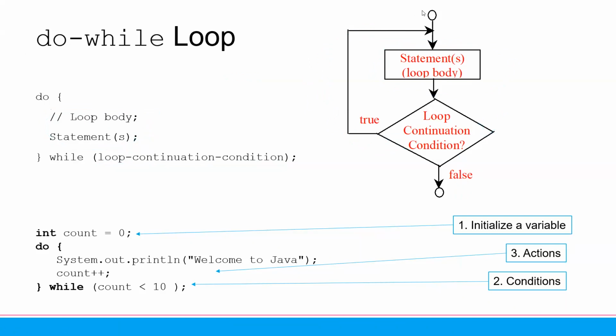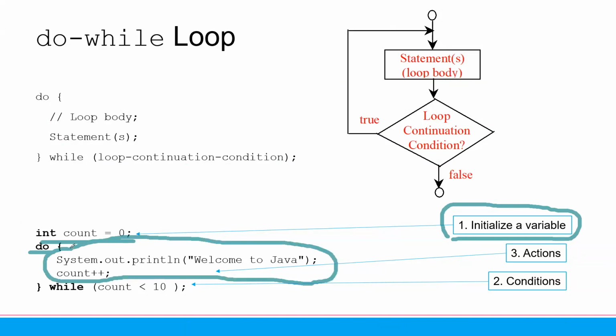We need to define the variable, or what is the initial variable. Let's say I would like to put count equals to 0. It will be done for the first time. So we will see the result. Welcome to Java. And then count will be added by 1. And then I will check, count is less than 10. If the condition is true, then we will go back again and print welcome to Java.